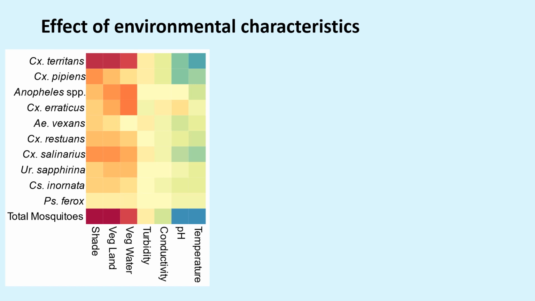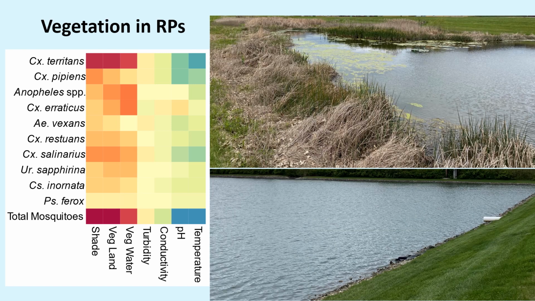And so onto our question about environmental characteristics. This heat map is similar to the last one, except instead of having the 3 different types, we have our 7 different environmental characteristics that we measured, and the same species along here. So again, if we look at the darkest red things here, we'll see that total mosquitoes seem to be very positively correlated with the vegetation in the water, the vegetation on land, and the amount of shade that the sites had. And I think this is really well pictured with our retention ponds.